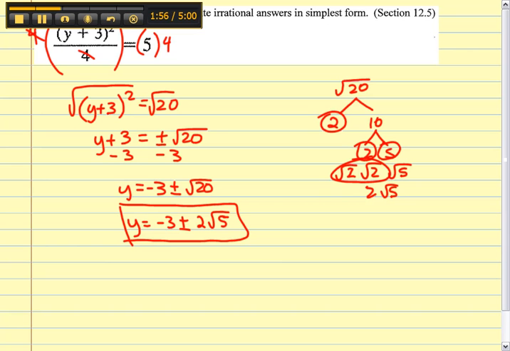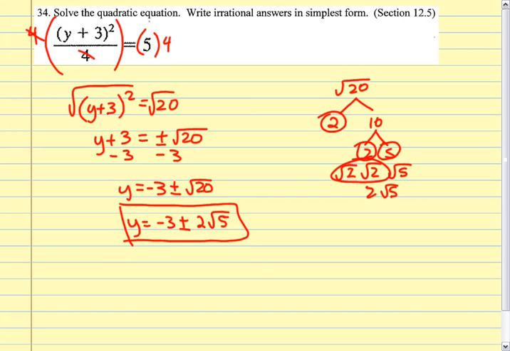Remember, whenever I see those perfect squares, I want to get them by themselves, okay? So I can take the square root on both sides. But remember, whenever I take the square root of something that has a variable in it, I'm going to have to make my answer positive and negative. All right. Great job, guys.